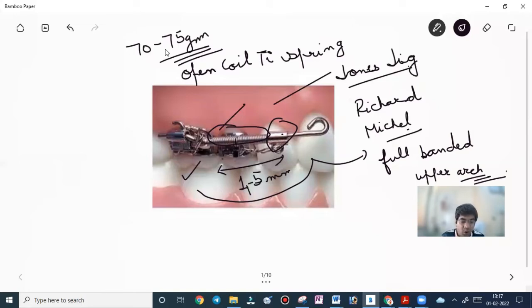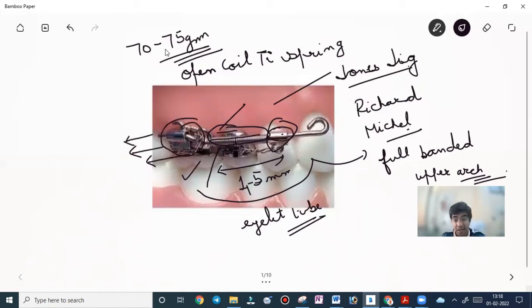So how does this Jones jig work? We have an eyelet tube that is placed anterior to the spring. That is pushed distally, the nitinol spring gets compressed and exerts a distalization force on the molars. So this is how the Jones jig appliance works.